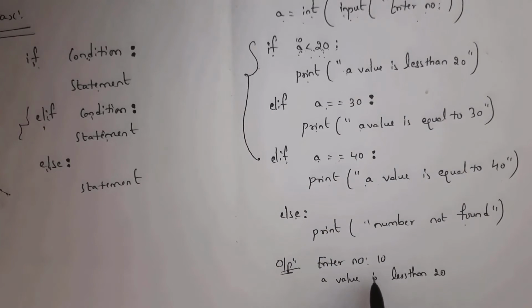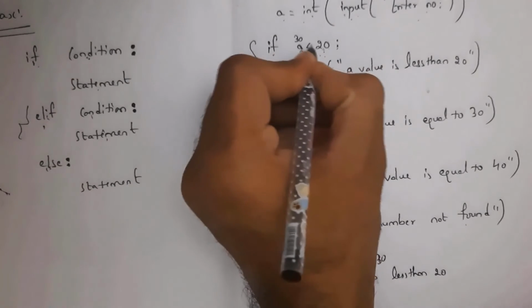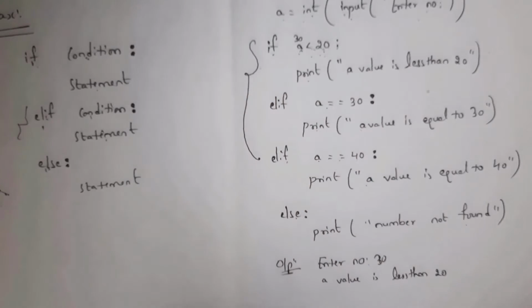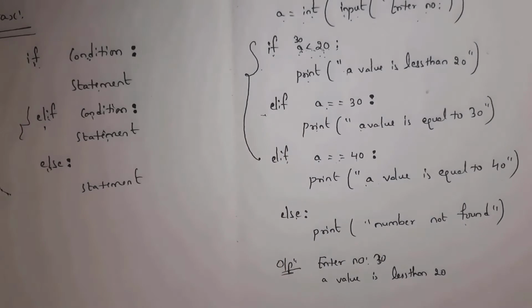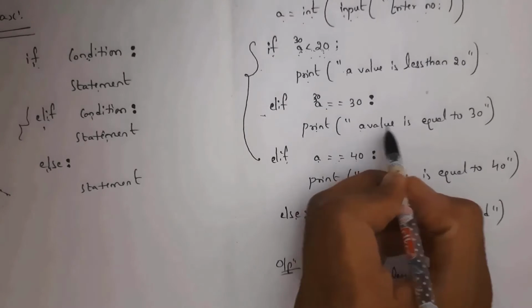For example, if I give a value as 30, at first it will check the if condition. 30 is not less than 20, 30 is greater than 20, so this condition is not satisfied. Again, it will go to the elif condition. Here I gave a value as 30. Yes, 30 is equal to 30, so I will get the output a value is equal to 30.